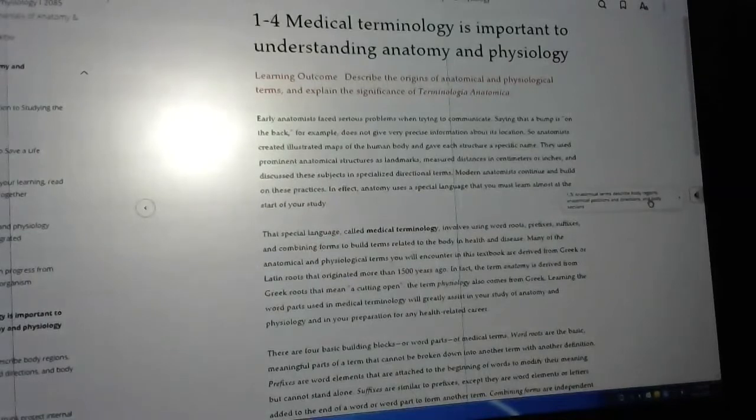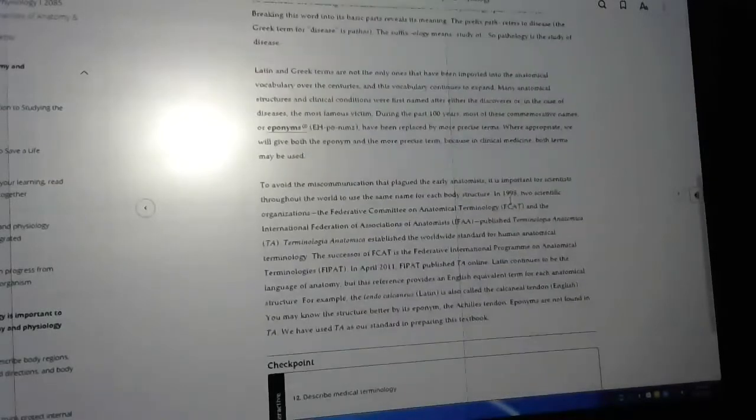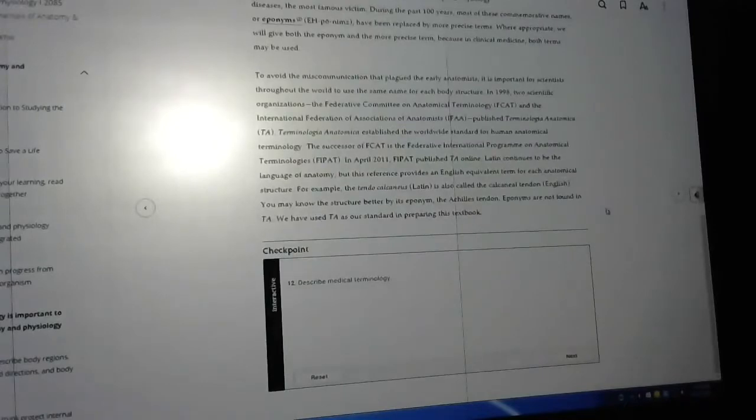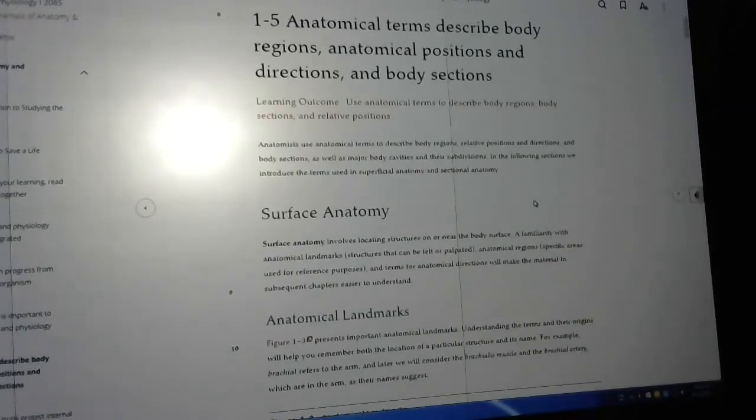Okay, so medical terminology. This will go through and describe some of the medical terminology, root words, prefixes and suffixes, all that fun stuff. Make sure you go through this and that you understand why they did medical terminology. You don't have to learn all of the different medical terms, but that will come.